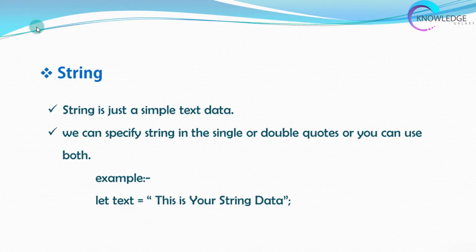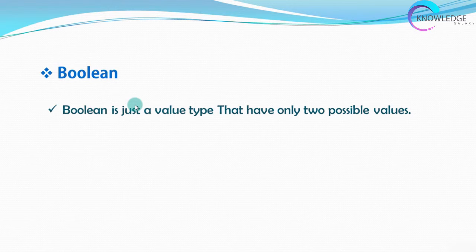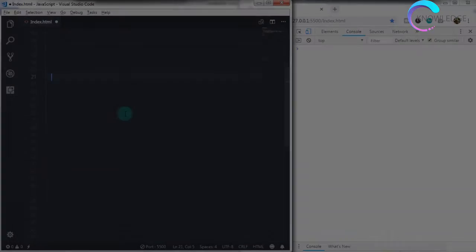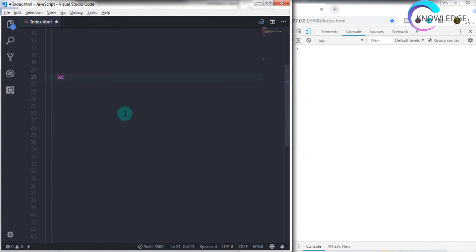Now I will move to the next topic, which is Boolean. What is Boolean? Boolean is just a value type that has only two possible values, true or false. But be careful when you are using the Boolean type. If you intend to use a Boolean, then don't specify the Boolean value in quotation marks. If you specify the Boolean value in quotation, then the literal equals a string literal.